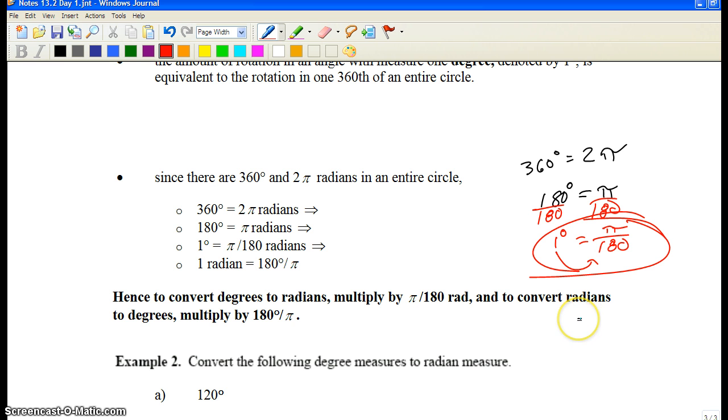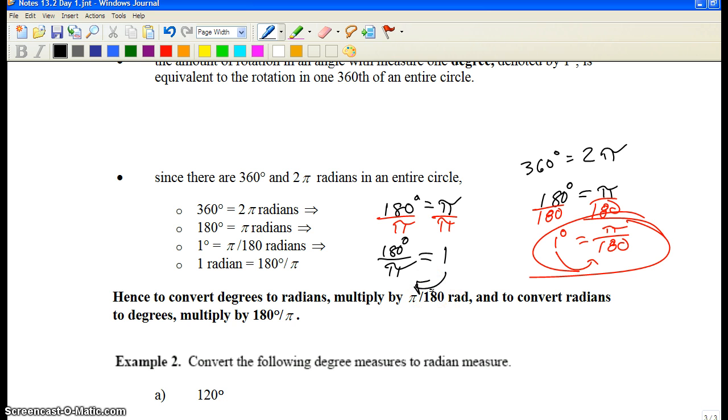How you go from radians to degrees is the opposite. You can make this equal 1 radian, or just 1, and if you divide by pi on the right-hand side, you get 1 equals 180 degrees over pi. That's how you get from a radian to a degree.